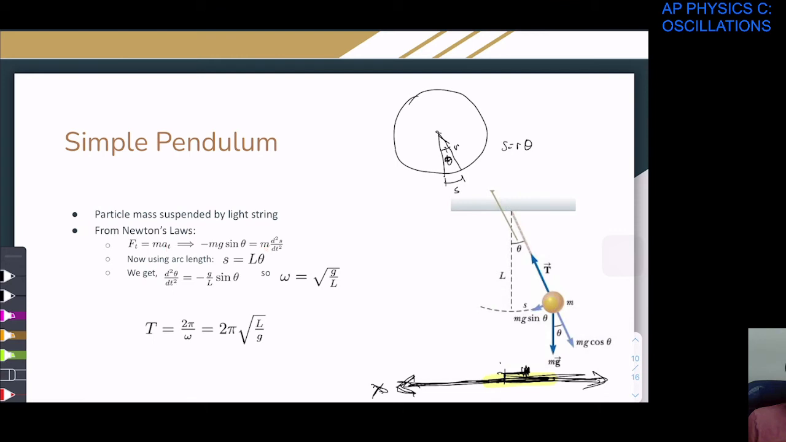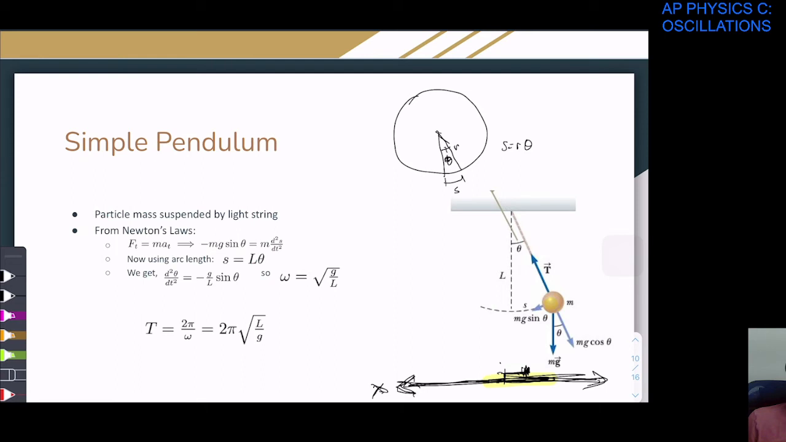Now a, which is our acceleration, is equal to d squared s dt squared. And we're going to use the arc length formula, S is equal to L times theta, which we just said over here. And we're going to get d squared theta dt squared is equal to minus g over L times sine theta. You can see that if you put it in, you get g over here, and the m's cancel out. You get g sine theta, and then you get L over here from when you substitute in.